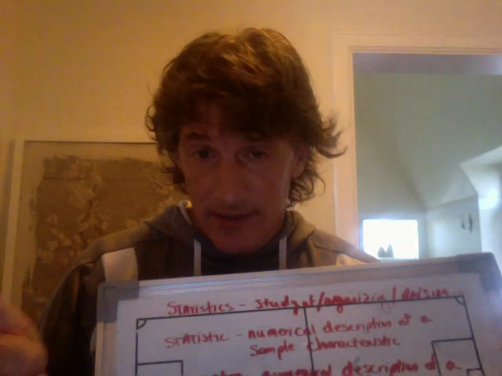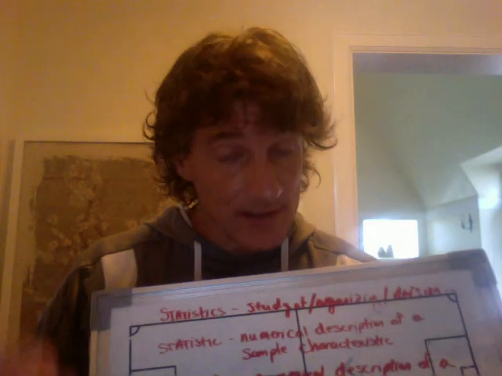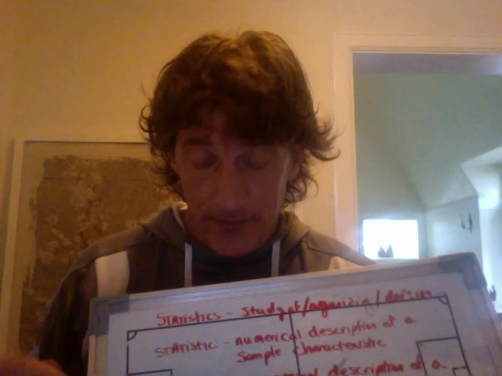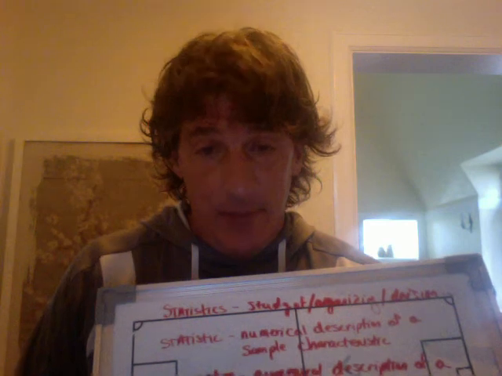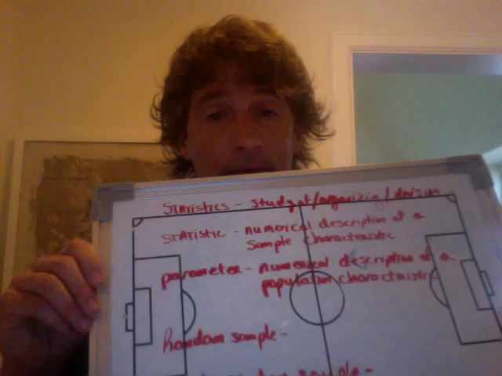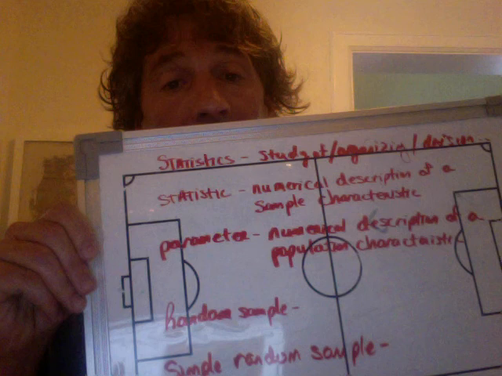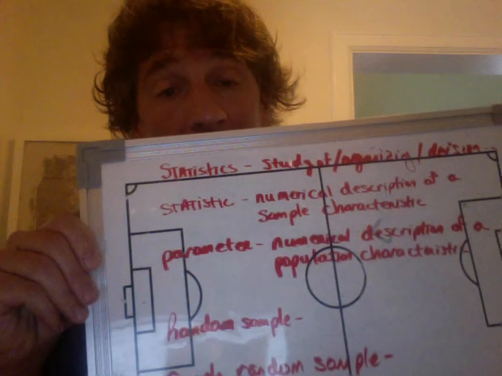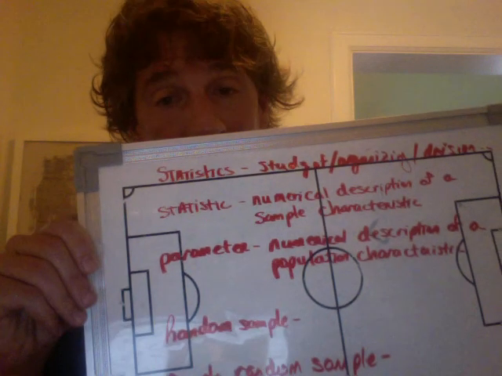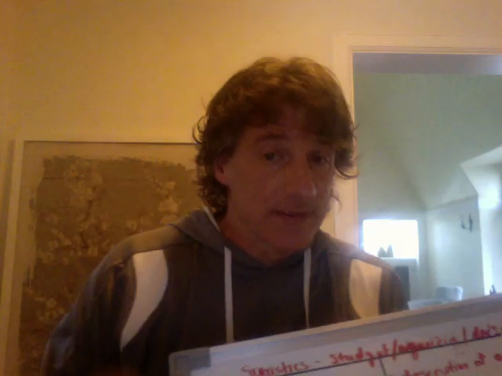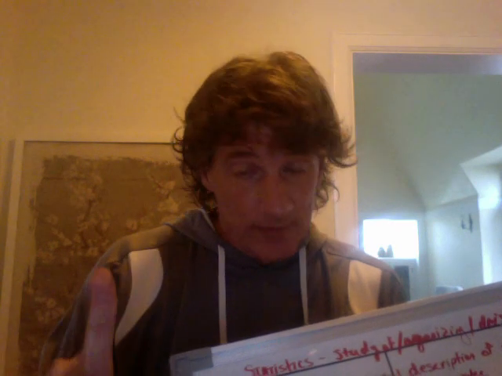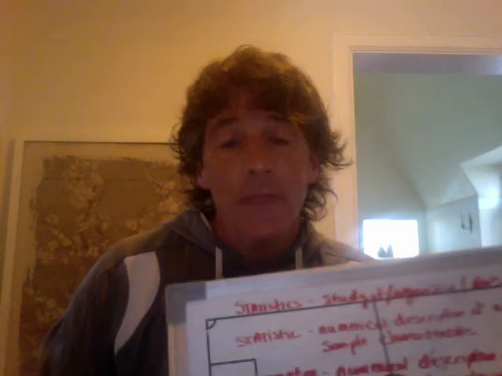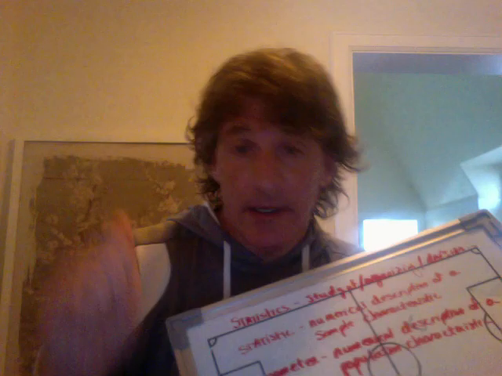Statistic and parameter, there's no S on the statistic, and statistic and parameter are frequently used in the language of statistics. So, a statistic is a numerical description of a sample characteristic. Now, a parameter is a numerical description of a population characteristic. Both of those need to be memorized verbatim. Don't miss a word. Everything else you can kind of give a general description of, but those two I require word for word.